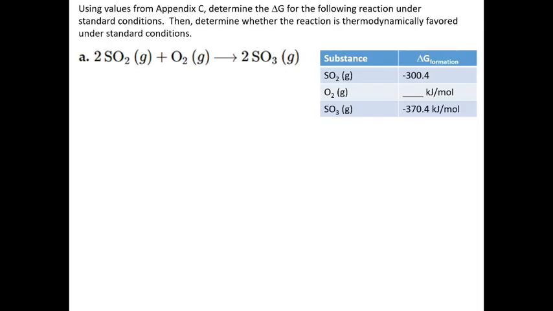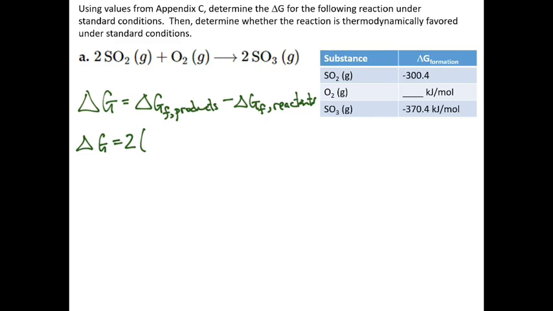There we go. Let's do our delta G of products minus reactants. Delta G of the products minus the delta G of the reactants. And the little f just means these are formation values. We'll say 2 times SO3 minus the sum of 2 times SO2 plus 1 oxygen. But just like with delta H of formation, I know oxygen gas is going to be 0. That'll make the math a little easier.